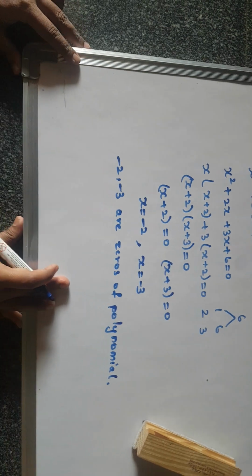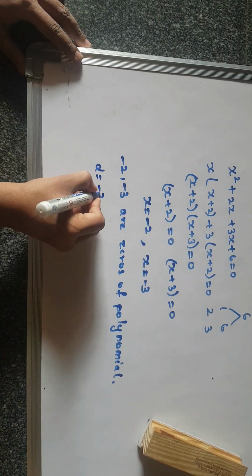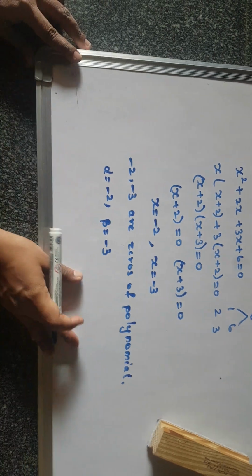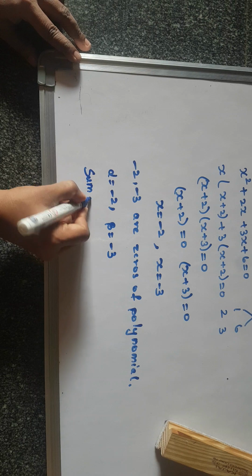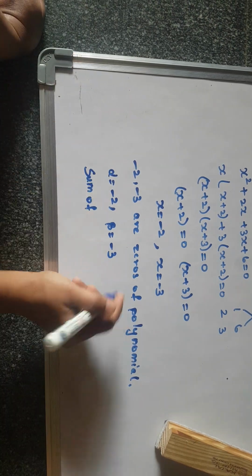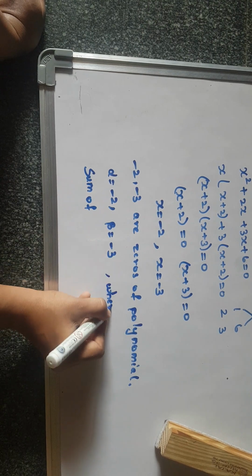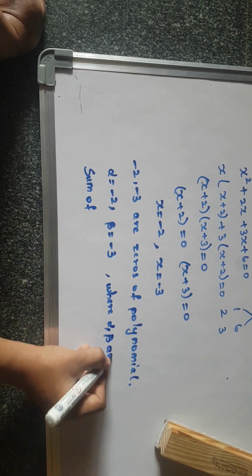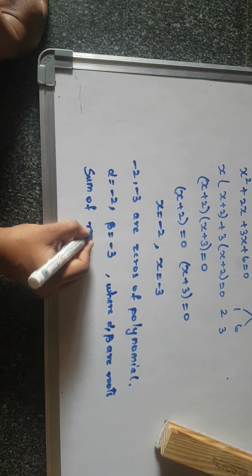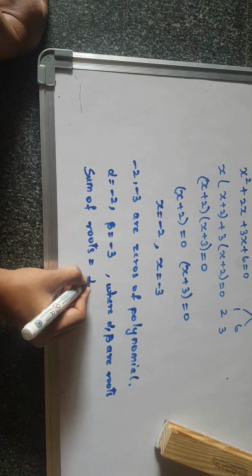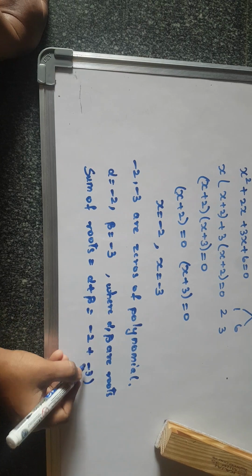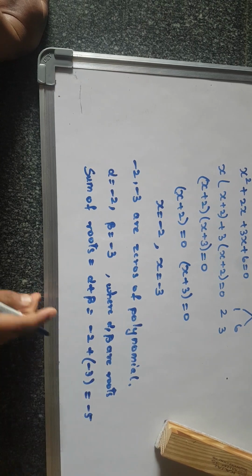Okay, let us take alpha equals minus 2 and beta equals minus 3. Alpha and beta are the roots. Now finding the sum of roots: alpha plus beta equals minus 2 plus minus 3. This value is becoming minus 5.